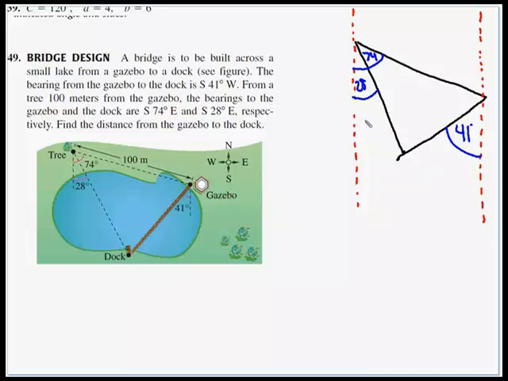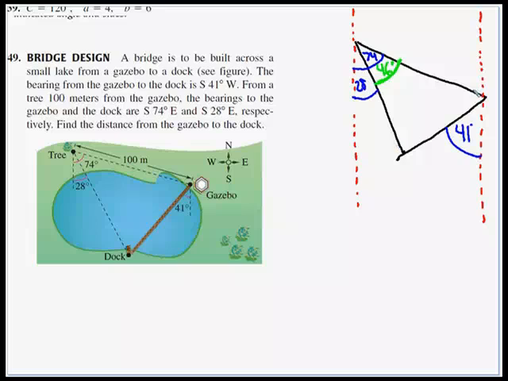Now, how does that help us? Well, one thing we can do is find this angle here within the triangle, and I'll use green for that. This angle, the green angle, is going to be 74 minus 28, and that turns out to be a 46 degree angle.